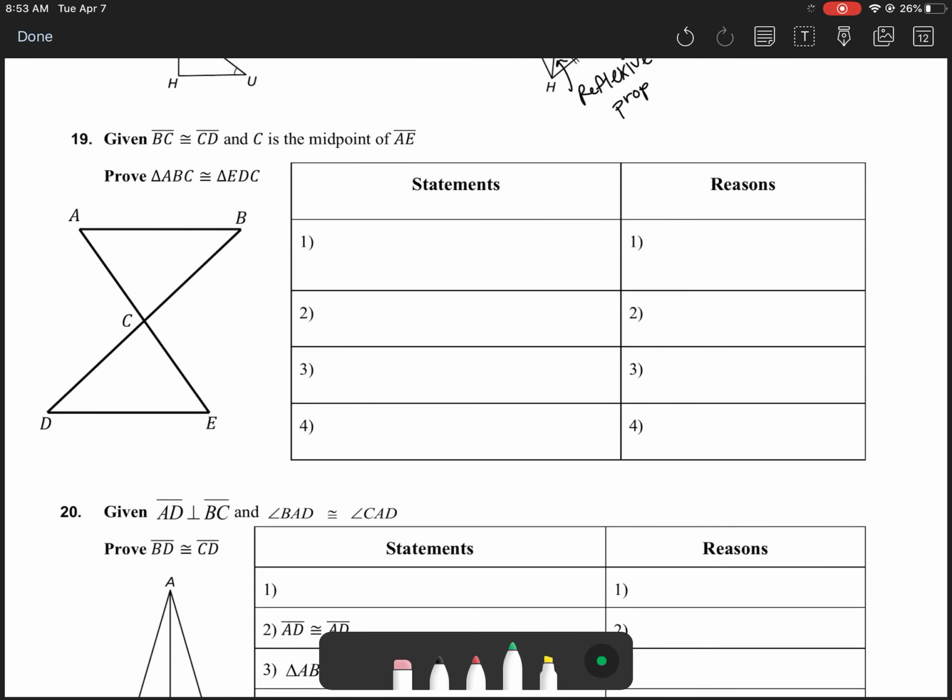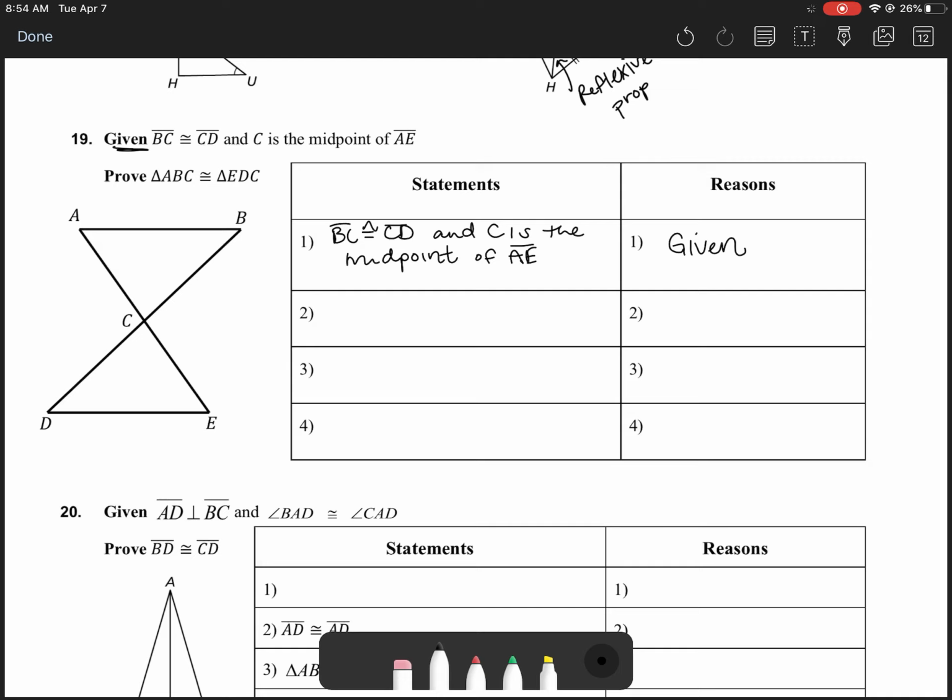So this gets us into some proofs. With proofs, one thing to remember is you can always write three things down, no matter what, even if you don't know how to do anything. There are always three things and they always go in the same locations. So the first is our given statement. Our given statement, BC is congruent to CD, and C is the midpoint of AE. That is given to us, so our reason has to be given.